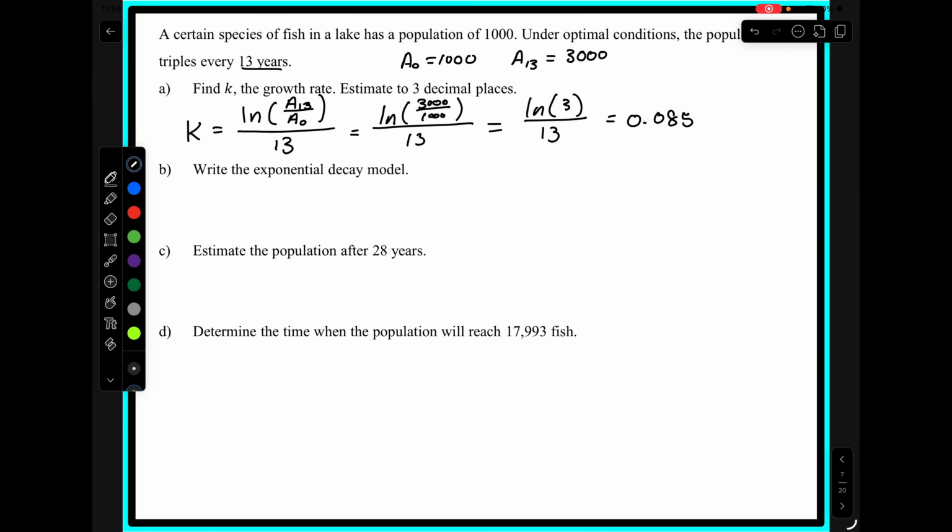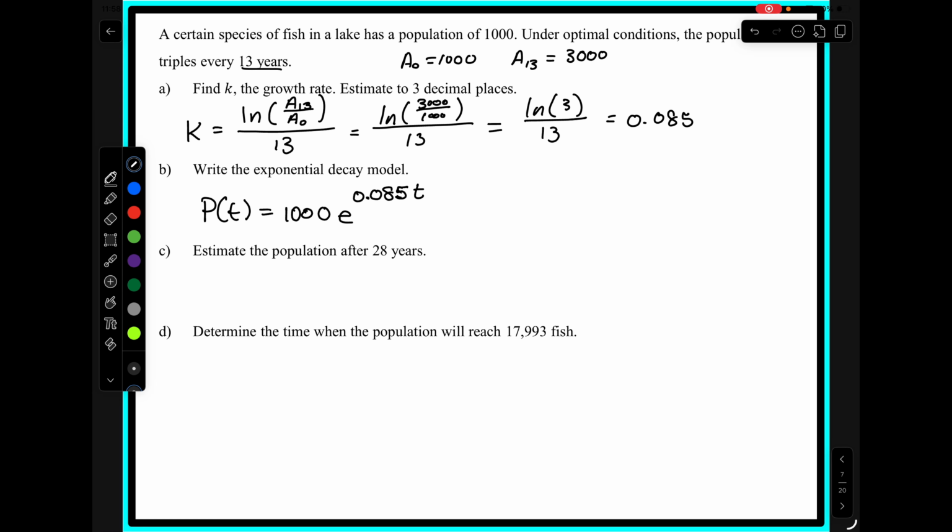With 0.085, we now have the model. The population we'll call P. P of t is going to start off with 1,000 fish, times e raised to the 0.085t. It makes sense that it will be a positive number since it's tripling. So that value is increasing over an increment of t years.